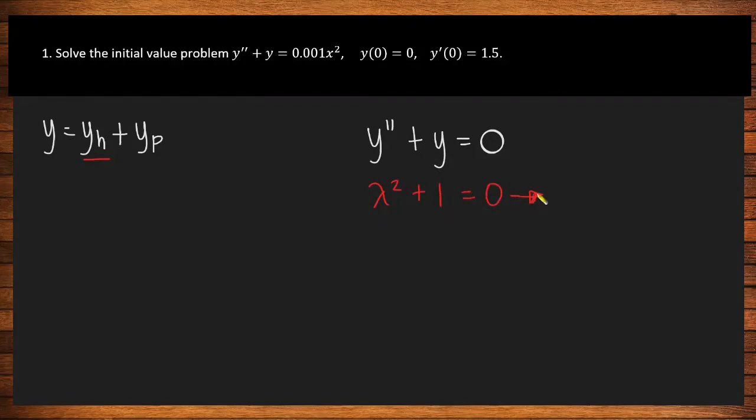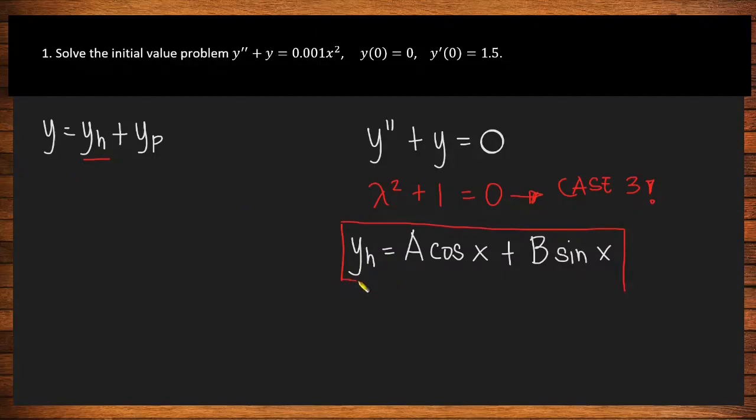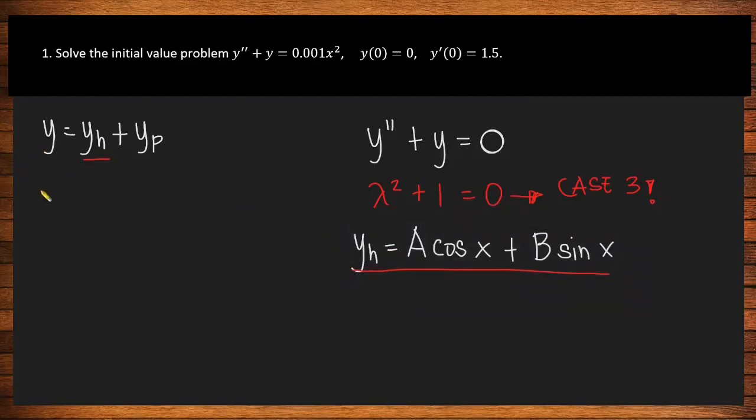Okay? So this will fall under case 3. So we will have imaginary roots for our auxiliary equation. Therefore, yung general solution ng homogeneous ODE natin ngayon will be equal to a cosine of x plus b sine of x. Okay, so nakuha na natin yung first term ng general solution ng non-homogeneous ODE natin. So ngayon naman, let us move on to our second term, y sub p.